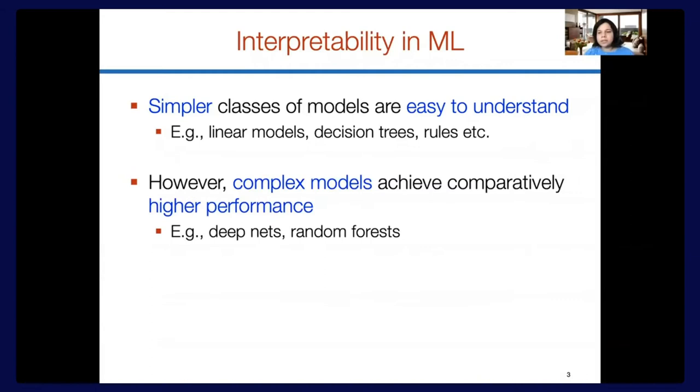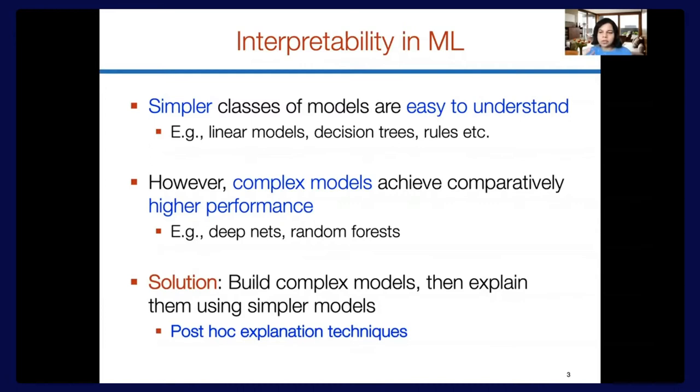But as we all have seen, this whole mega revolution of deep learning has clearly demonstrated that complex models can achieve comparatively higher performance, especially in certain settings where there is high dimensional data. So it has become more commonplace to use models like deep neural nets, random forests, and so on, right? So what is the solution? Given that there seems to be this sort of tension between, should I go for a complex model that is more accurate, or should I go for a simple model and lose some bit of accuracy? Given that tension, one solution that has emerged within the field is to build your complex models that are accurate and then explain them in a post hoc fashion using simpler models, right?